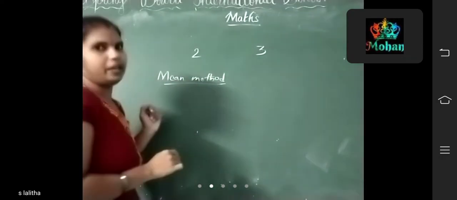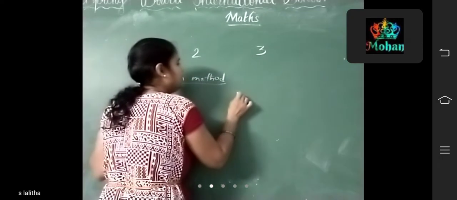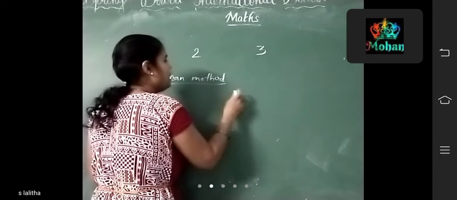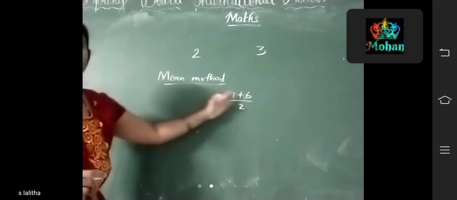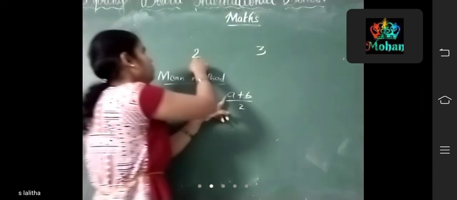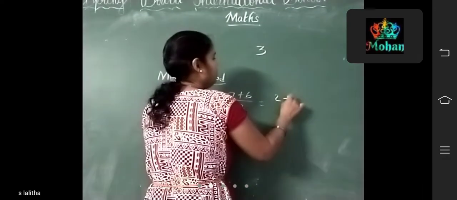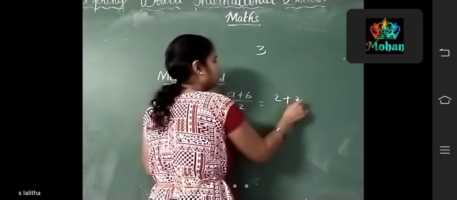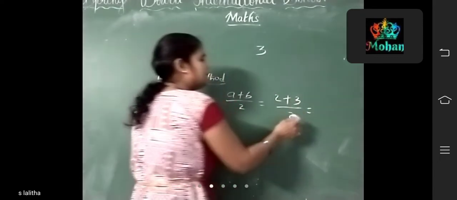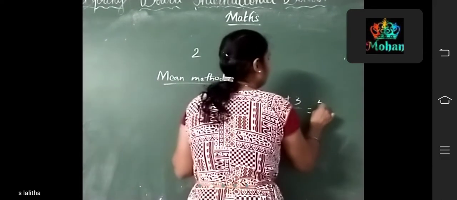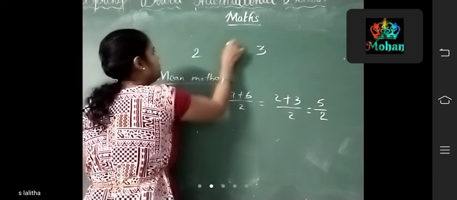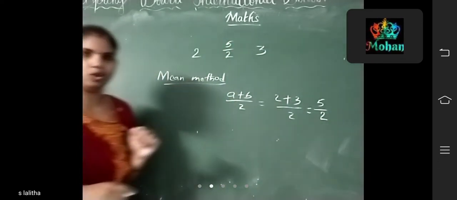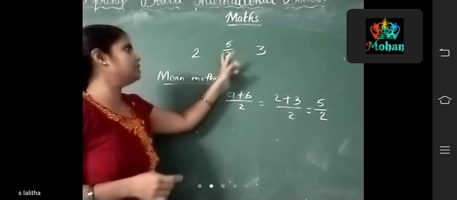Mean method. Mean method is nothing but average. That is (A plus B) by 2. What is A here? The first number is 2, plus B. What is B? 3. So (2 plus 3) by 2. How much? 5 by 2. So in between 2 and 3, which number is there? 5 by 2 is there.